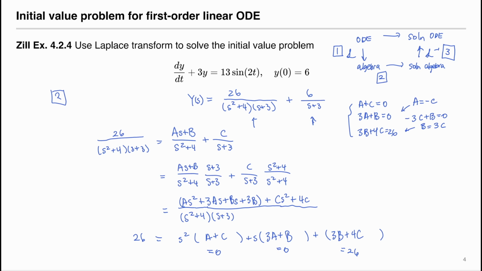And substitute that in the third equation, we have 9c plus 4c equals to 26. So we have 13c equals to 26 and c equals to 2. Therefore, plug it back in, we have b equals to 6. Then also plug it back in, we have a equals to negative 2. And we have solved the partial fraction expansion here. So we want to plug this in so that a is negative 2, b is 6, c is 2.